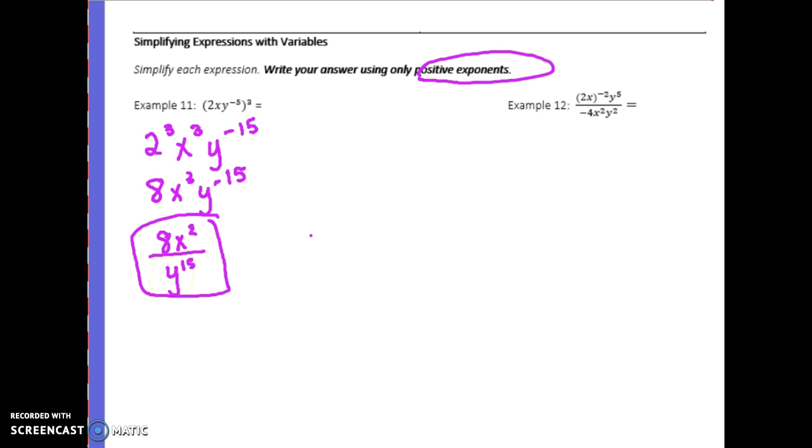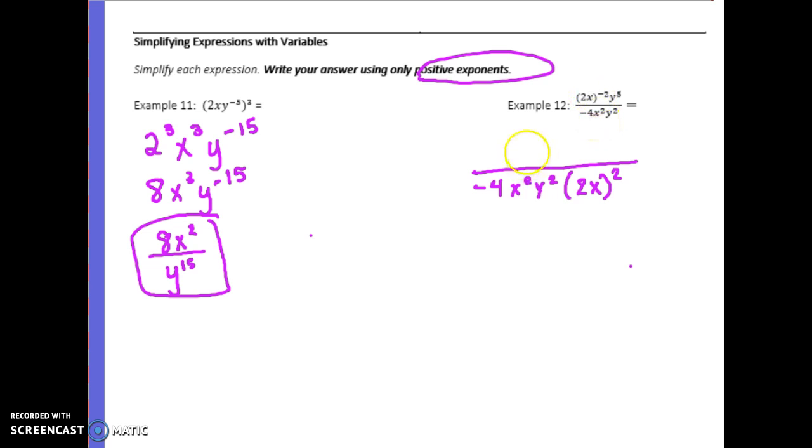Okay, now number 12, if we look at that, I've got 2x and it's to the negative 2 power. There are different ways you can do it, but a lot of times I like to start and look at my negative exponents and simply take the reciprocal right away. So I've got down on the bottom a -4. I like to keep my coefficients out front. So I've got a -4, and then I've got x squared, and I've got y squared, okay? But I'm going to take the entire 2x and move it to the bottom and make it a positive exponent. So I just took the reciprocal.